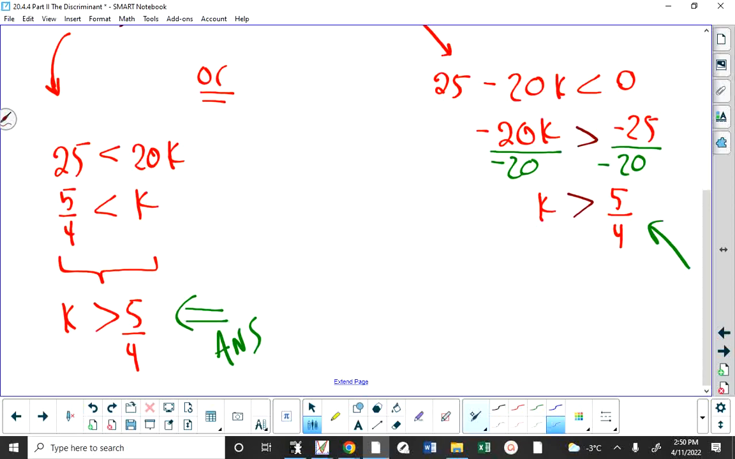Just by a show of hands, how many of you would just prefer to do it this way and read it backwards? That's what I would actually recommend. But if you're fine with the rule of flipping the sign, that's okay too.